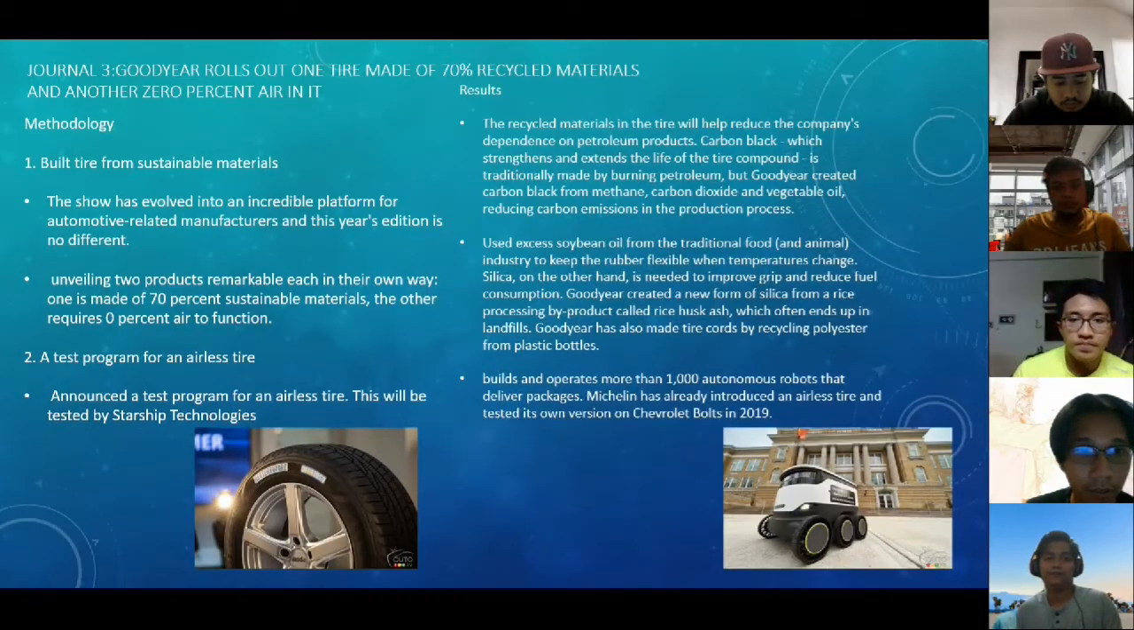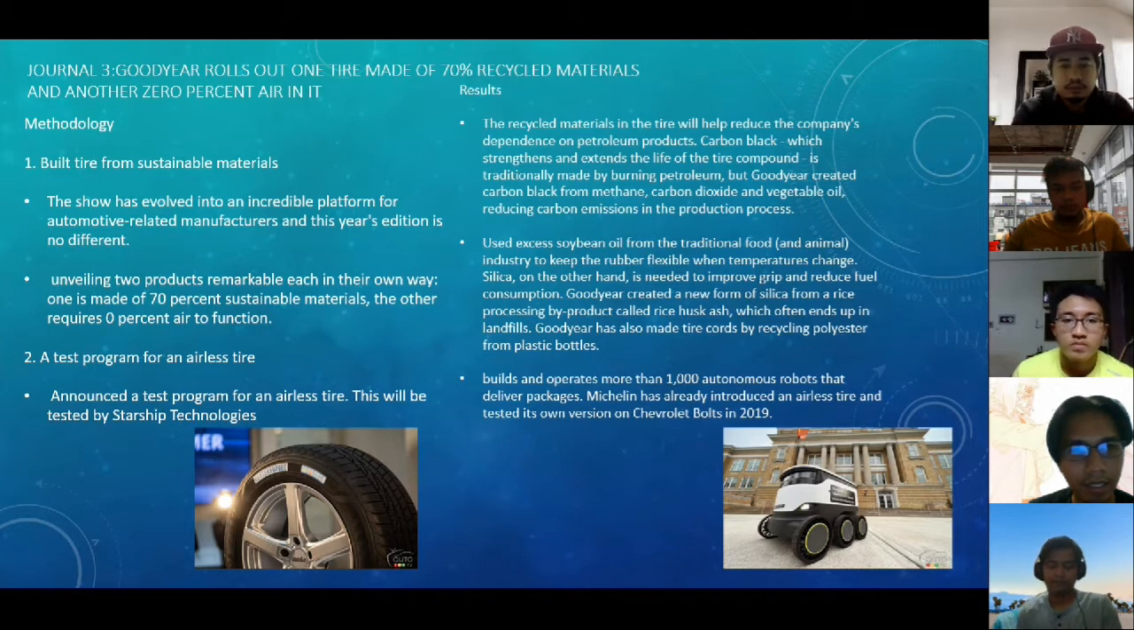Thank you. So the third journal is Goodyear. Goodyear rolls out one tire made of 70% recycled materials and another with 0% air in it. Methodology. First, build tire from sustainable materials. The show has evolved into an incredible platform for automotive-related manufacturers, and this year's edition is no different.